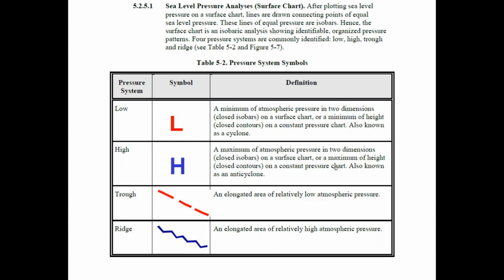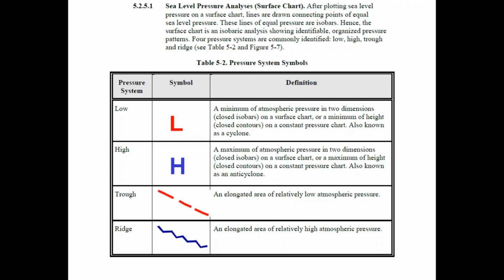So a high is a maximum of atmospheric pressure in two dimensions on a surface chart, or a maximum of height on a constant pressure chart, also known as an anticyclone. So when you say a cyclone, does everybody know what a cyclone is? I'm sure everyone's heard of a cyclone, right? So a cyclone is basically just air that is rotating counterclockwise. Okay?